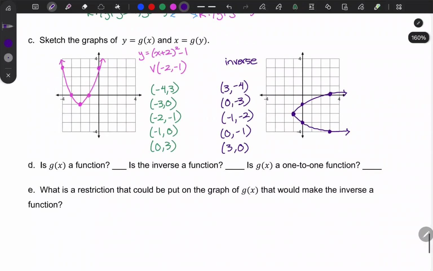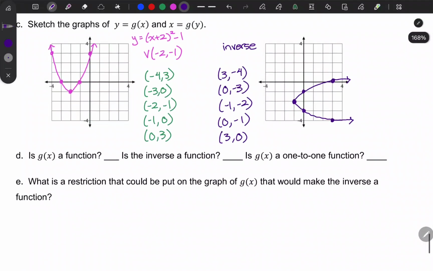All right, answering a few final questions about these. Is g of x a function? Yes. Is the inverse a function? No, because it does not pass a vertical line test. Therefore, we know that g of x is not a one-to-one function. We also know that by testing the original because we can see it does not pass a horizontal line test. But knowing that the inverse is not a function is also enough to tell us that.